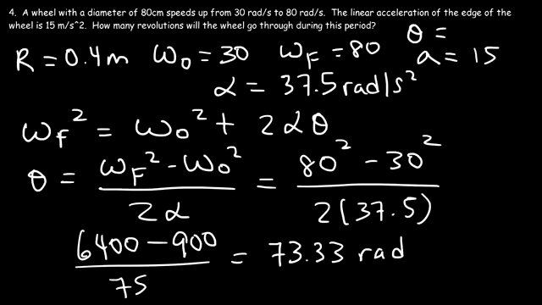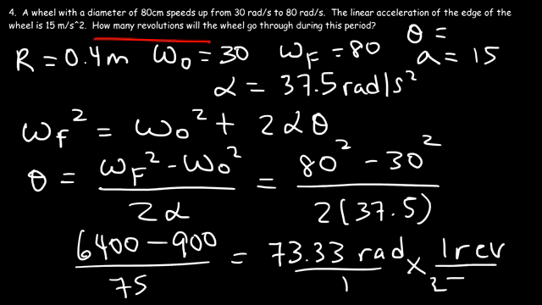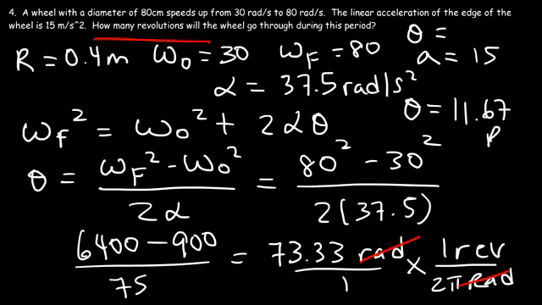Now, we need to convert it to revolutions. So we need to divide it by 2 pi radians. So this wheel is going to go through an angular distance of 11.67 revolutions. And so this is the answer.